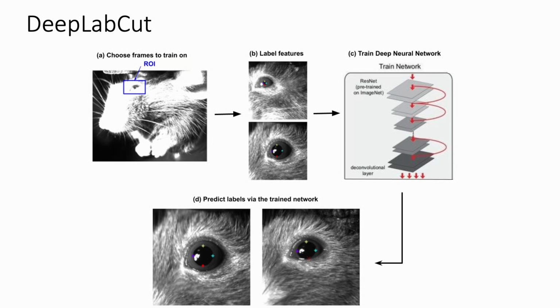To make our model, we first chose 200 frames pulled from 10 datasets, and we hand labeled 4 markers surrounding the pupil on all 200 frames. The labeled data is trained on a DNN consisting of ResNet and deconvolutional layers, and once it trains for a few days, for 150,000 iterations on a CPU, the trained model can be used to predict labels on other mice pupil videos as seen in Figure D.